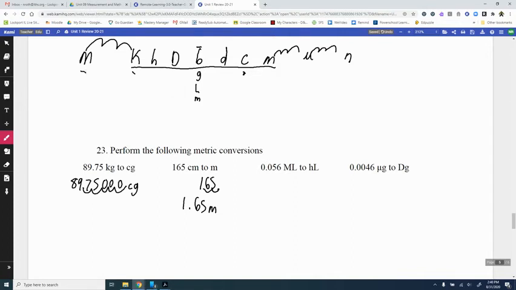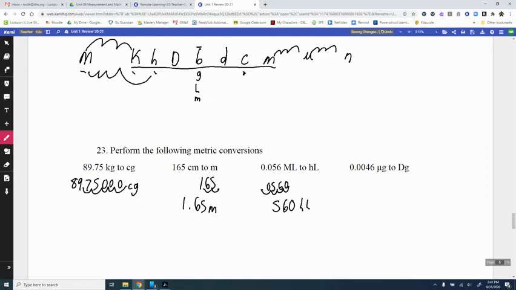All right, next, megaliters to hectoliters. Here is megaliters, here is hectoliters. Now remember, when we're going from mega to kilo, that's 3 places. So 1, 2, 3 to kilo, 4 to hecto. So we have to move it 4 places to the right. So if we have 0.056, 1, 2, 3, 4. Fill in that 0. So our new number is 560 hectoliters.